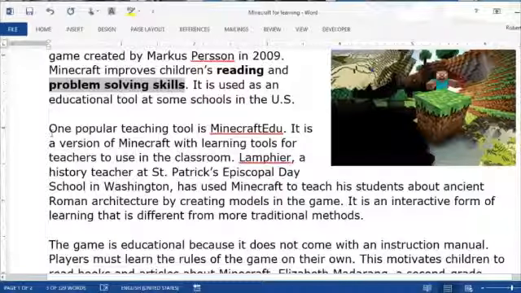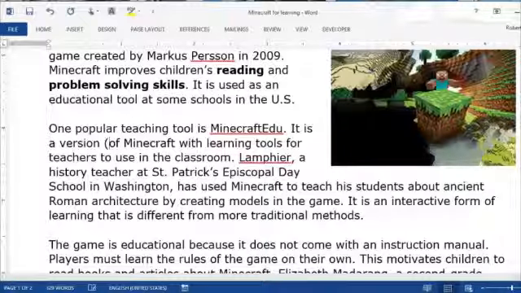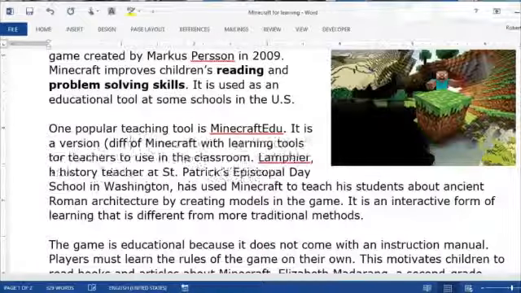So here we can see one popular teaching tool is Minecraft EDU. And notice that here, this EDU stands for education. So it's the same as this, but sometimes we just use just 3 letters. Popular means many people like it. So this game is Minecraft EDU, and it is a version of Minecraft with learning tools for teachers to use in the classroom. Now this word version might be new to you, and it basically means a different kind of something.